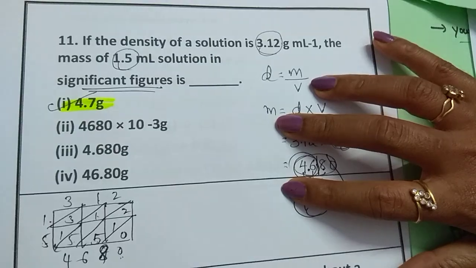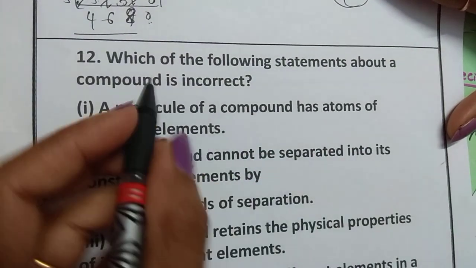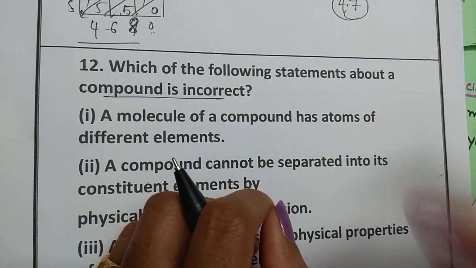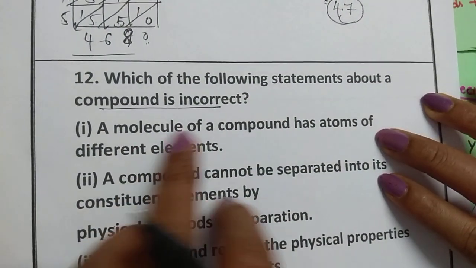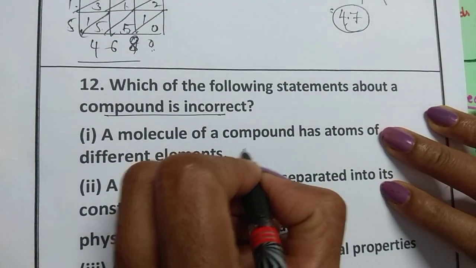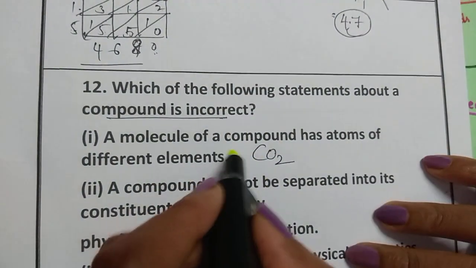Let's see the next question. Which of the following statements about a compound is correct? See, this is incorrect. You have to check the incorrect statement. A molecule of a compound has atoms of different elements. For example, CO2 is there. This is a true statement.